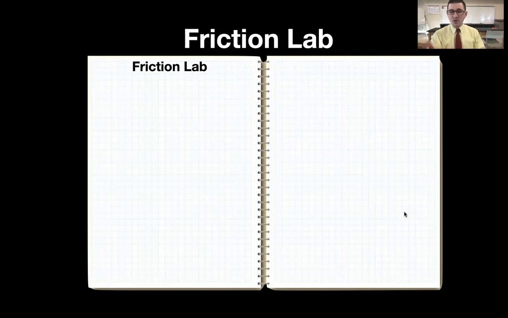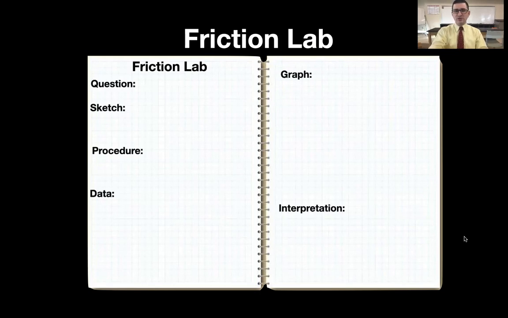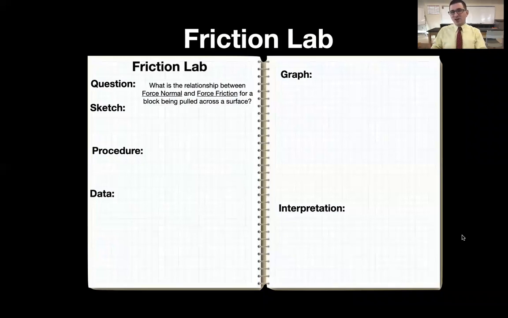For this lab, we're going to be investigating the question, what is the relationship between force normal and force friction? We can talk a little bit in class about why force normal is what changes force friction. But if you think about it, force friction is caused by the rubbing together of two surfaces. And force normal is a measure of how much the table is pushing up on the surface. So if it's pushing up, that's going to cause them to rub together more. So that's why we're looking at the relationship between force normal and force friction.